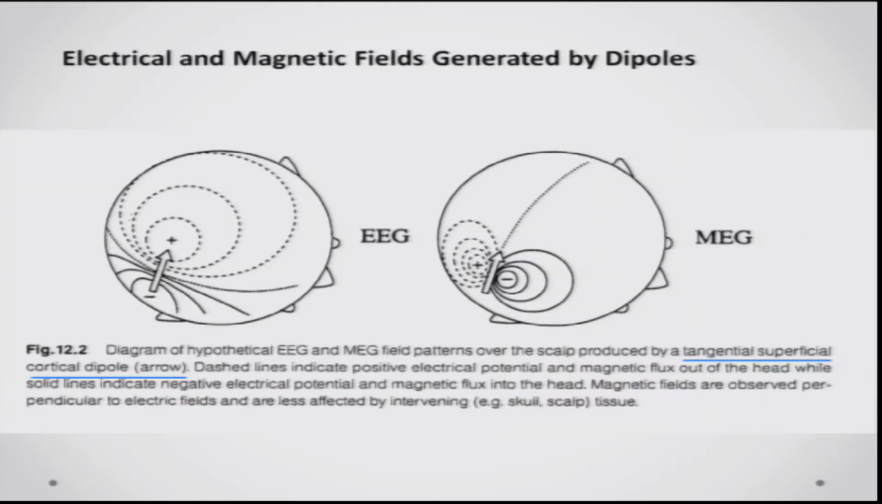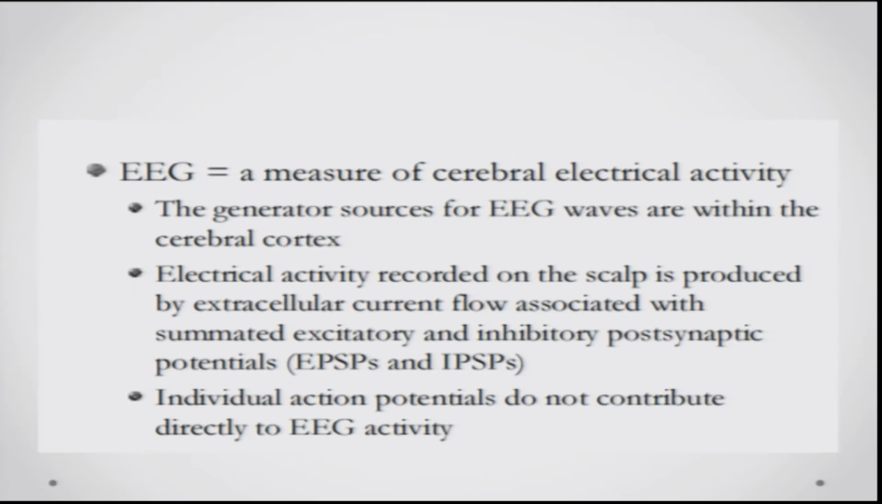Between the sources and sinks, what is formed is called a dipole, and this dipole, the difference between the electric potential and magnetic flux, the current flow between them, is the real thing which is caught on EEG. So, EEG is a measure of cerebral electrical activity.